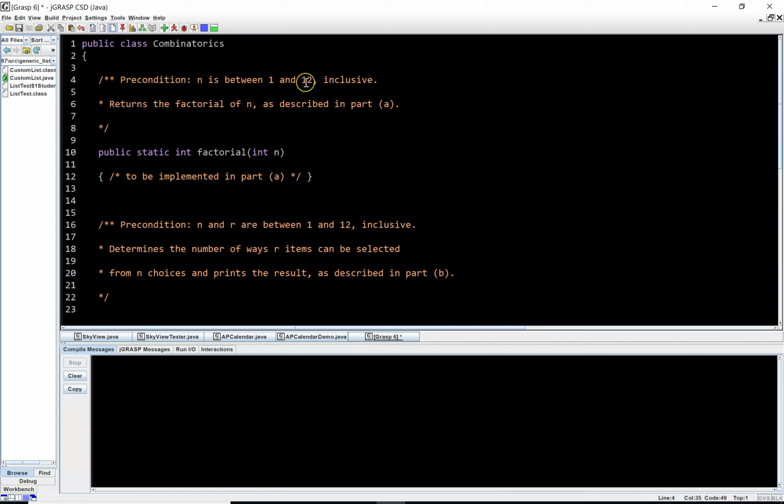So n can be 1, 2, 3, 4, so on and so forth, up until 12. If it said a number between 1 and 12 non-inclusive, it could be any number between 1 and 12, not including 1 and 12. So like 2, 3, so on and so forth, up until 11. But this is inclusive. Now, one of the students mentioned, well, why 1 and 12?